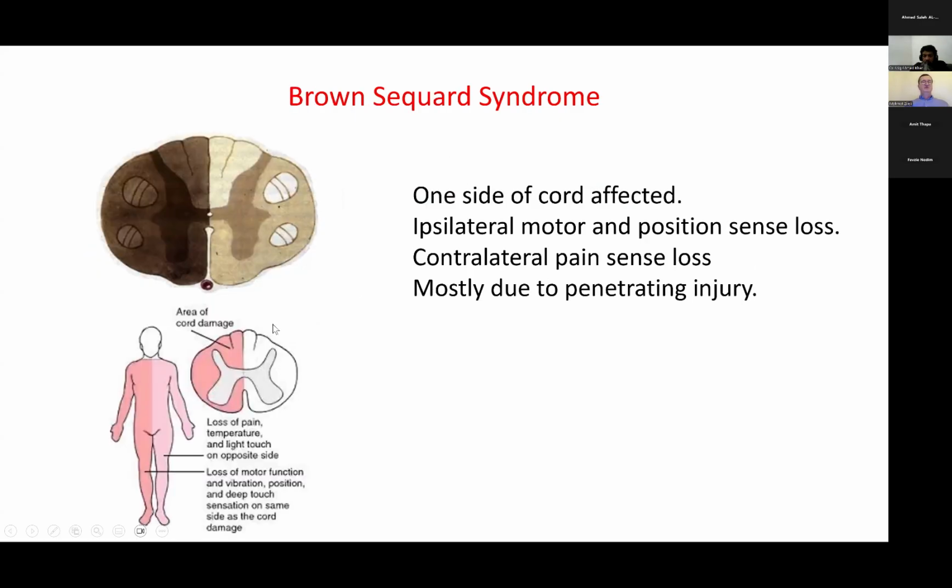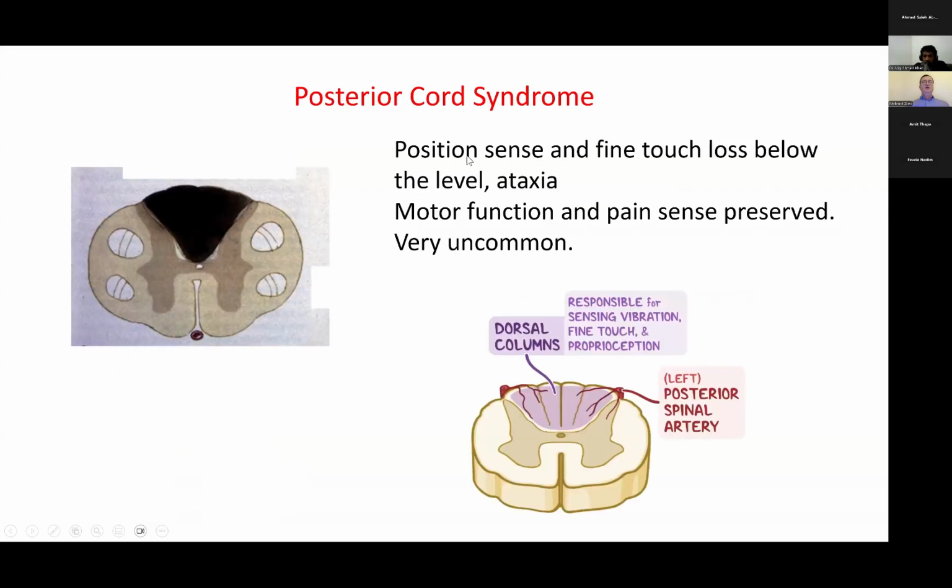Brown-Séquard syndrome, as I mentioned before, is a hemisection. Mostly happens with the stab wound injuries or some penetrating injuries. And this is ipsilateral motor and position sense loss. However, contralateral pain sense loss. Posterior cord syndrome is very uncommon. I've seen a few cases only. There is a loss of below the level of position sense and fine touch and some ataxia.